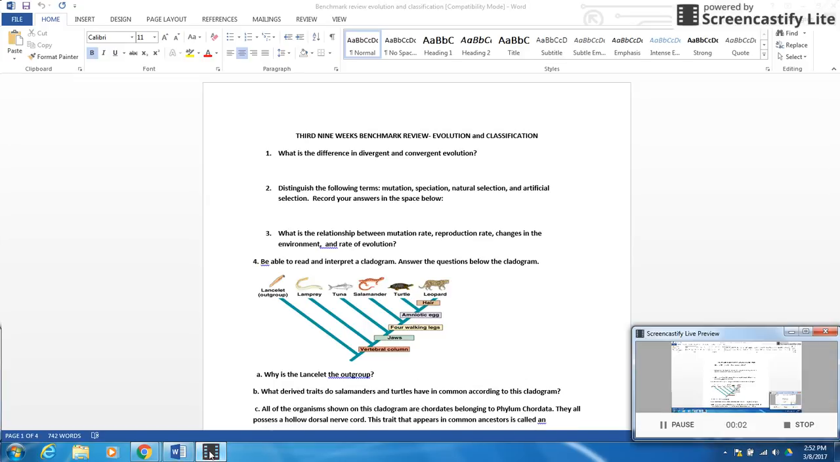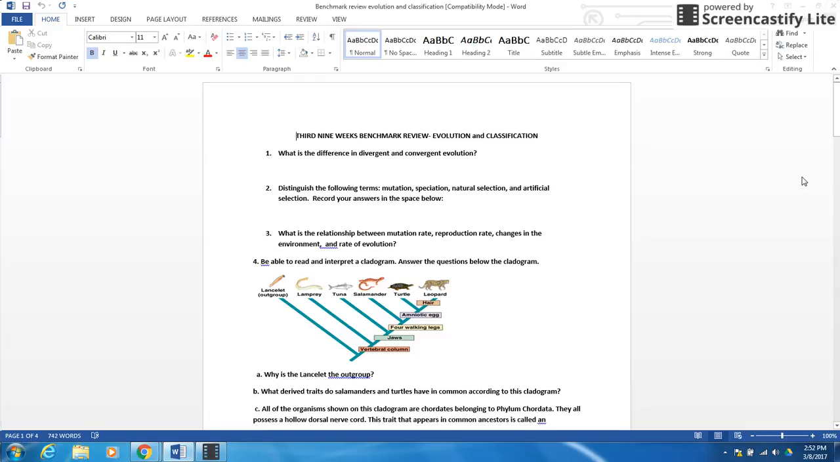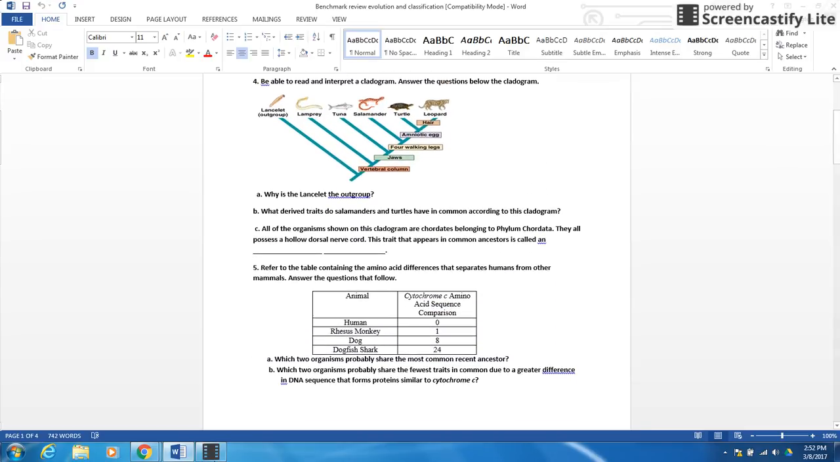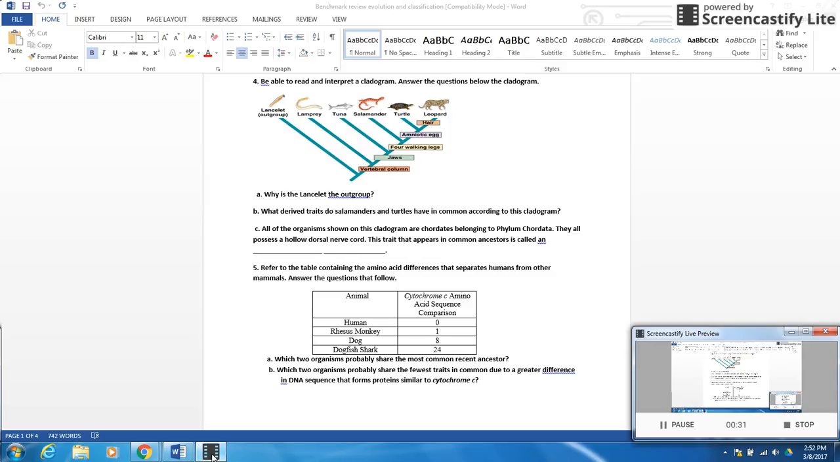Right, guys. I'm going to do the evolution answers for you, except for the first two. In that case, you're going to need to look up the vocabulary on your own. Number 3 says, what's the relationship between mutation rate, reproduction rate, changes in environment, and rate of evolution? As one increases, evolution increases. So some of these are fairly easy, and you can find these answers on your own, but I want to make sure that you're prepared for the benchmark one.